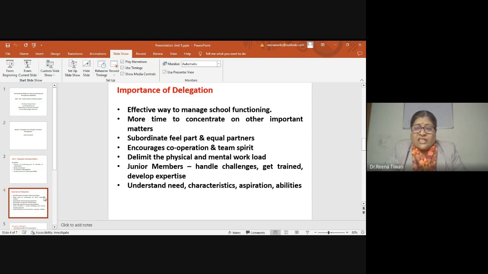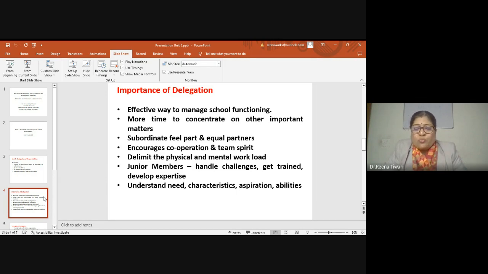If all the activities, all the tasks, or maximum responsibilities of the institution are being performed by one head teacher, it will be very difficult. It will be mentally and physically very tiring. So delegation is essential. And by delegating the responsibilities, even the junior members of the institution, may be conveners, graduate teachers, or primary level teachers, when they are given responsibilities, they learn how to handle challenges.